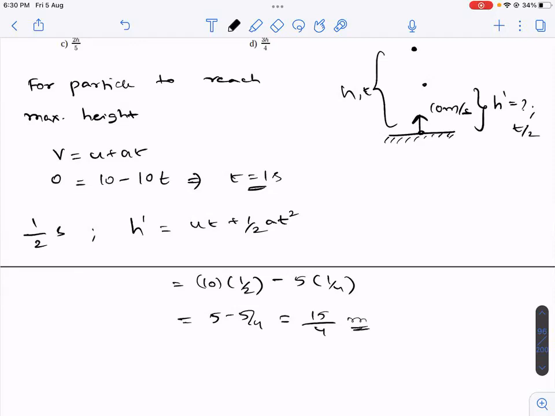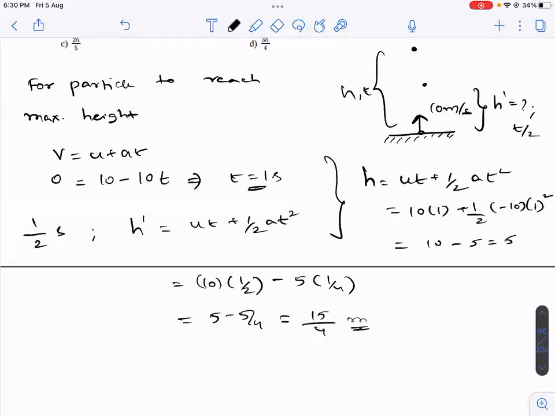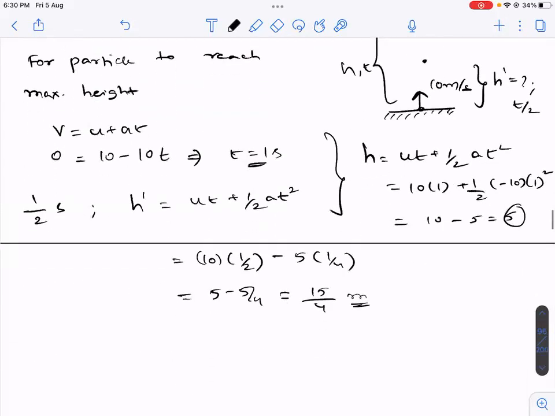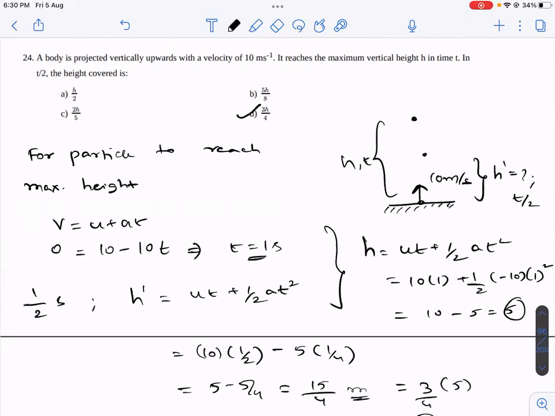But for that, I need to know how it is related to h. So for h, I will apply the formula ut plus half at square. U is 10, displacement is 1, plus half into acceleration is minus 10 into 1 square. So 10 minus 5, it will be 5. So it will be 3 into 5 divided by 4. So it will be 3h divided by 4. It would have traveled 3/4 of the height.